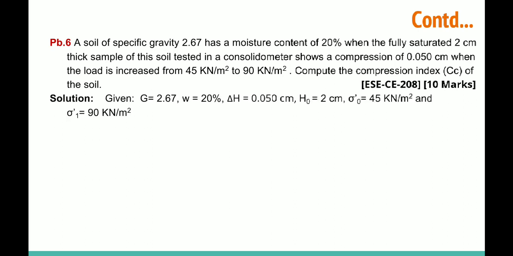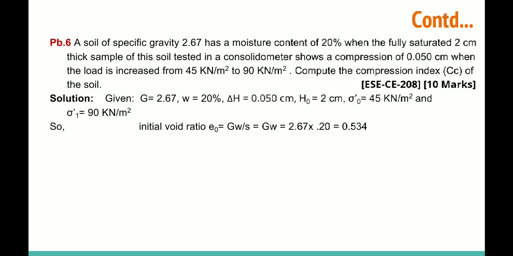So this is the data given. Specific gravity of soil grain is given 2.67. Water content is given 20%. Total settlement is given 0.050 centimeter. Initial height of soil thickness is given 2 centimeter. Initial effective stress 45, and then final is 90. Okay.